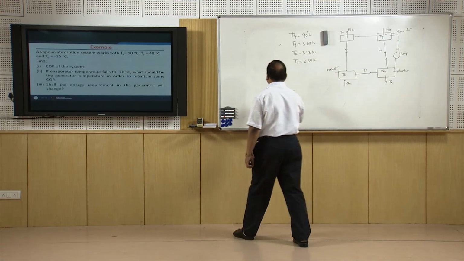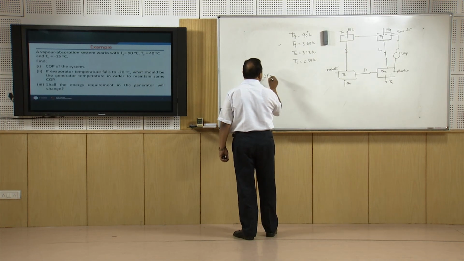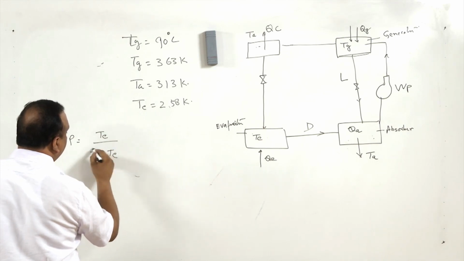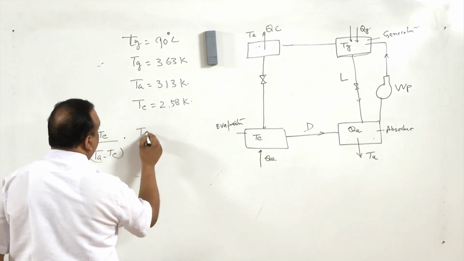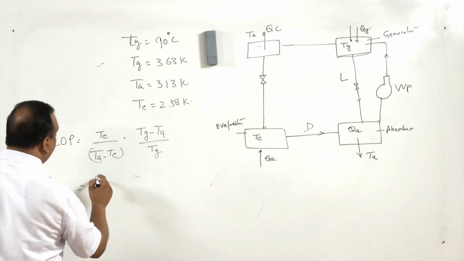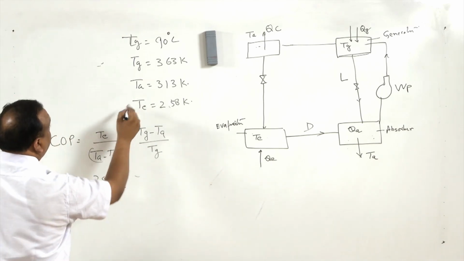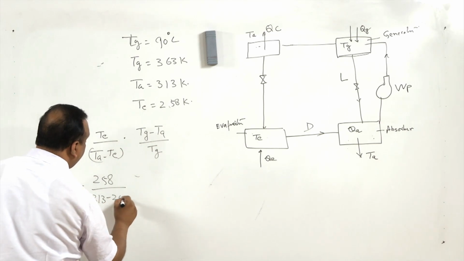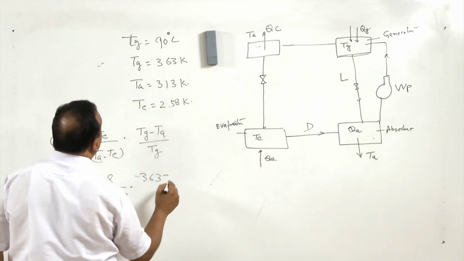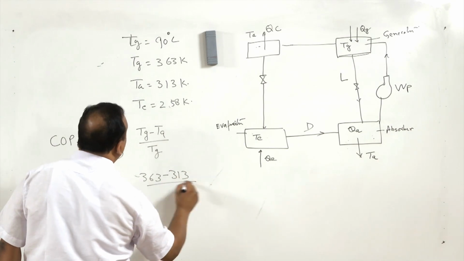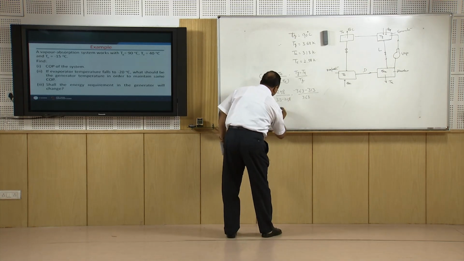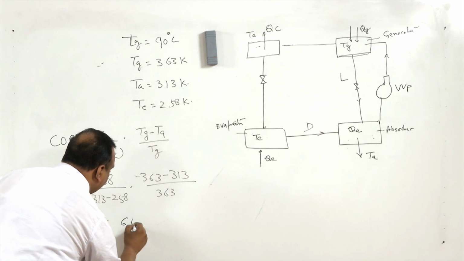COP of the system. Now, in order to find COP of the system, it is going to be TE divided by TA minus TE, multiplied by TG minus TA divided by TG. So, if we take TE 258 divided by TA 313 minus 258, multiplied by TG 363 minus TA 313 divided by 363. If we solve this, COP of the system is 0.646.